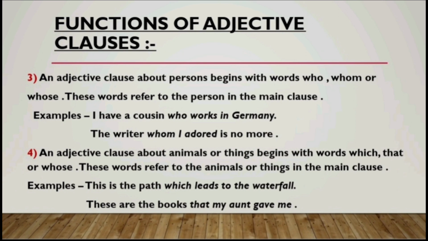So we have seen that when referring to a person, the adjective clause would begin with who, whom or whose, but when it refers to animals or things, it will begin with either which, that or whose, and these words refer to the animal or thing which is mentioned in the main clause, as we have read earlier.